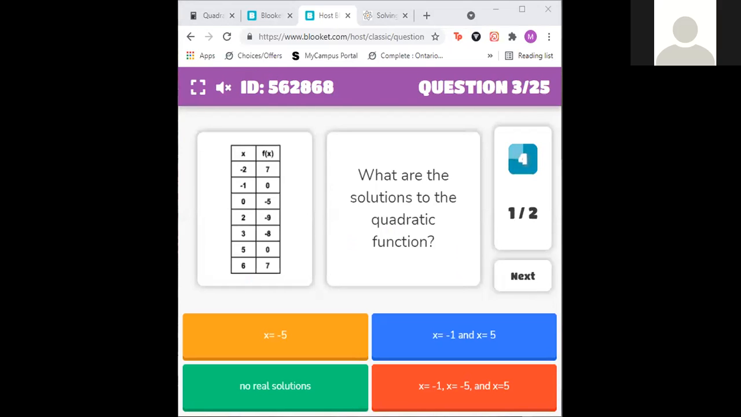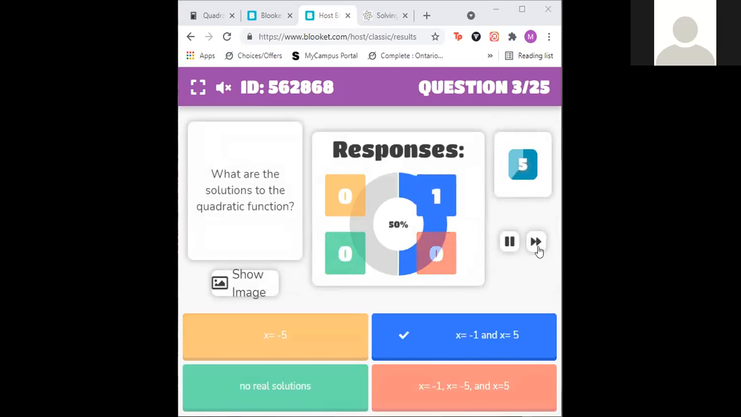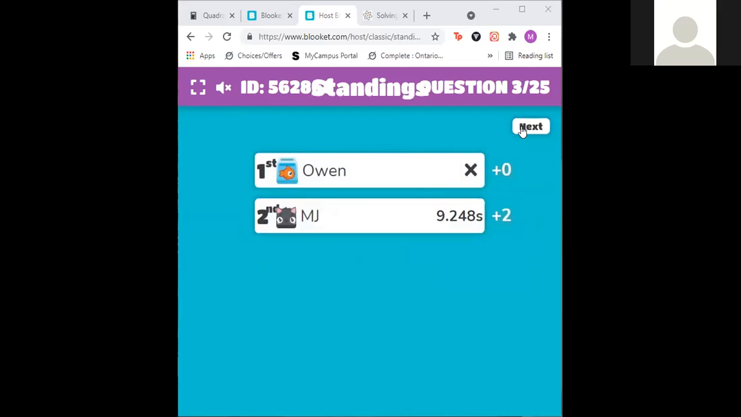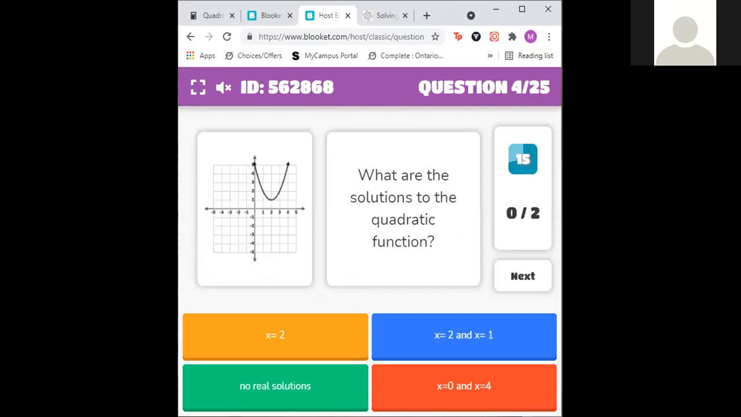So y has to be 0. f of x has to be 0. So f of x is 0 when x is -1 and x is 5.